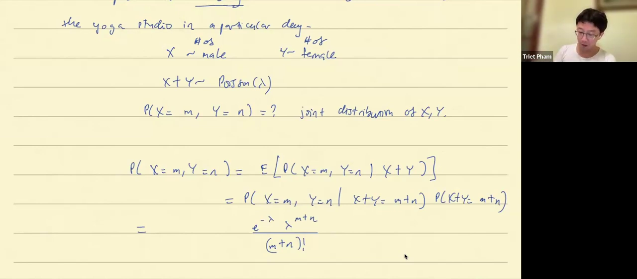The first thing to note is that if you condition on X plus Y, then you don't need to have both values. You can just have one value. Seems like I don't have enough space.